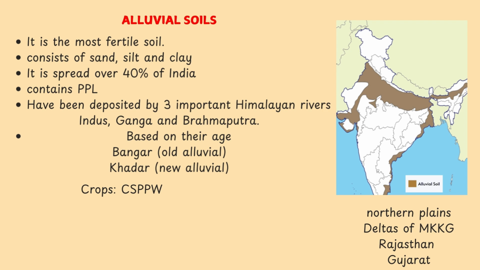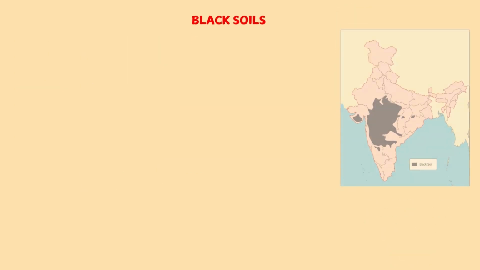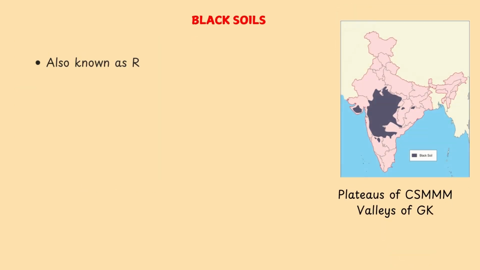And this soil is present in the northern plains and deltas of Mahanadi, Godavari, Krishna, and Kaveri, and in the states of Rajasthan and Gujarat. Crops grown in these areas are sugarcane, paddy, wheat, cereal crops, and pulse crops.